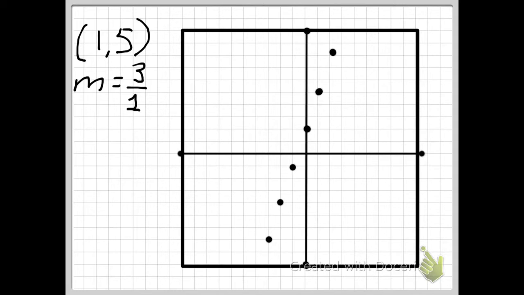Now using a ruler, you have to cross the line through the points so that you can graph it. And this is how you graph using point-slope form. Let's make another example.